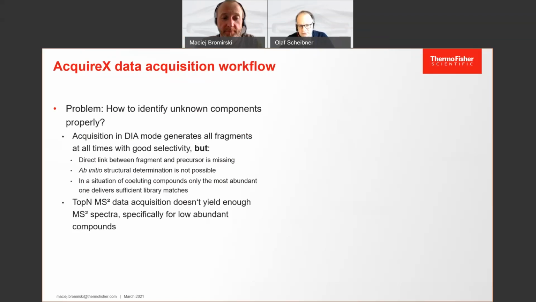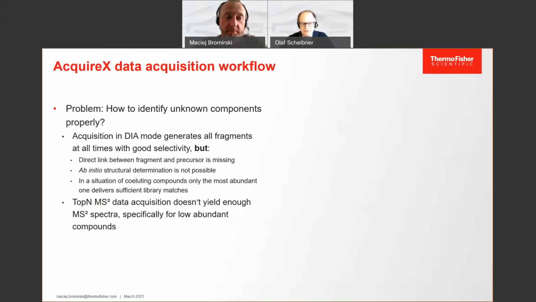And in a situation of co-eluting compounds, only the most abundant will be shown. So you may have the right component being fragmented here, but there was a second one more important, more abundant. Then the library search will yield the result of this more abundant one, and you will not see the result for the component which you have in focus. And you know that the other one is co-eluted. So there are limitations to DIA, as versatile as it is.